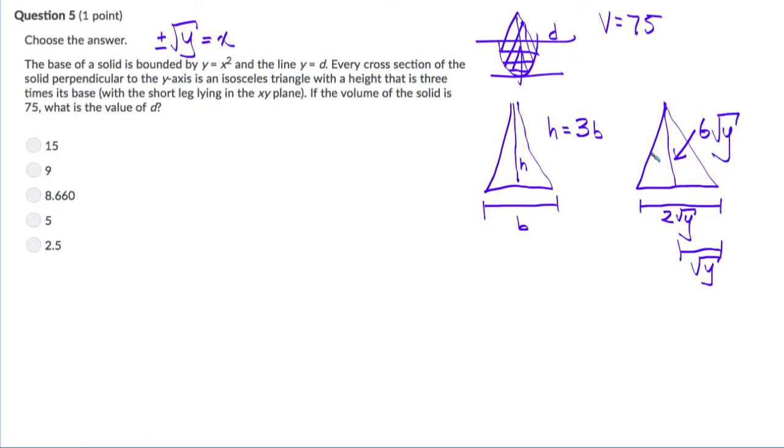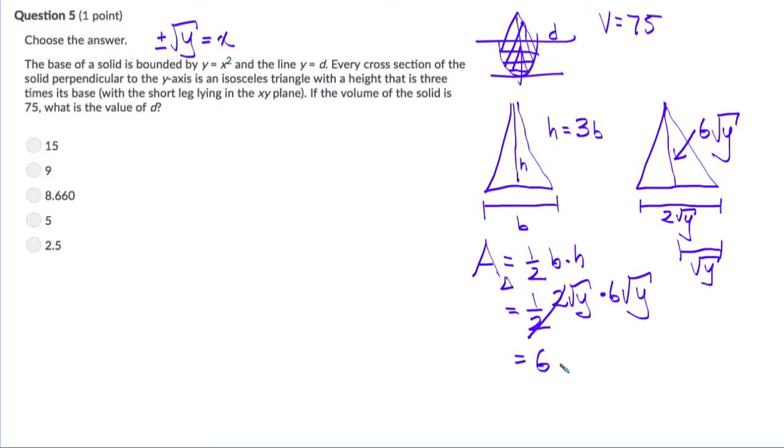Now we have the base, now we have the height. So again, the formula for the area of a triangle is equal to 1/2 base times height, so it's going to be equal to 1/2, and then the base is 2 square root of y, so 2 square root of y times the height, which is 6 square root of y. Those 2's will cancel out, and I have square root of y times square root of y, which is just y, or square root of y squared, which is just y. So this is going to be 6y. That is the area of this triangle.